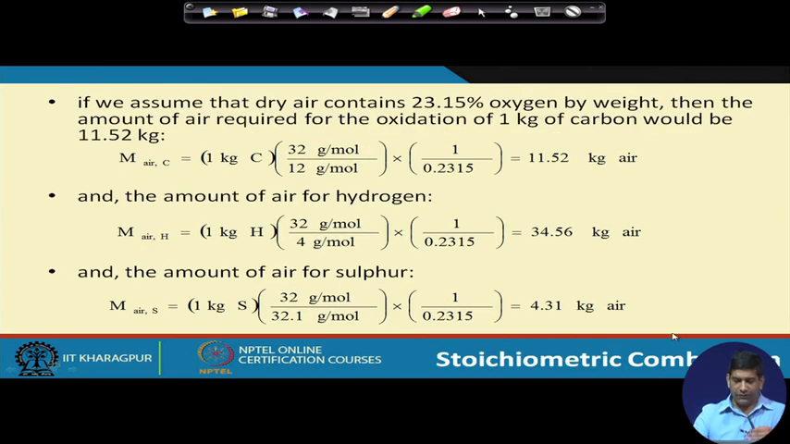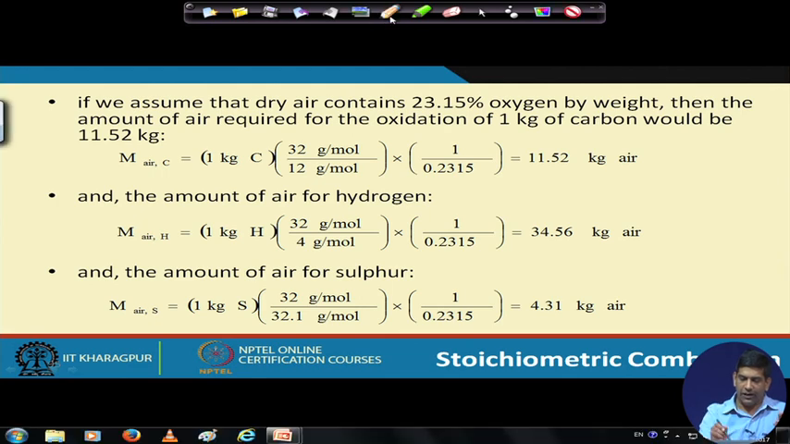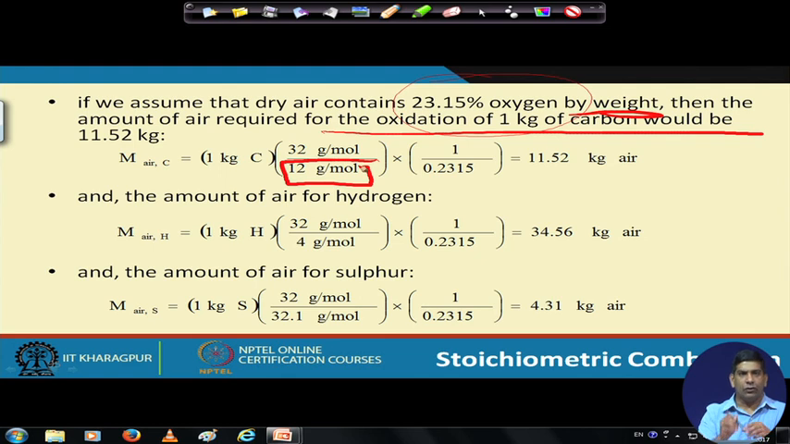Let's take one example. Assume that dry air contains 23.15% oxygen by weight, and we want the amount of air required for oxidation of 1 kg of carbon. Let's do that math. We convert 1 kg of carbon into moles by dividing by 12. 1 mole of carbon will require 1 mole of oxygen: C plus O2 is CO2, and O2 is 32 grams per mole.